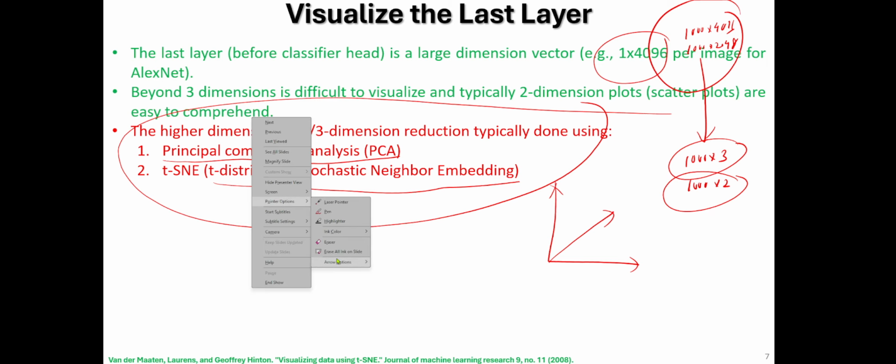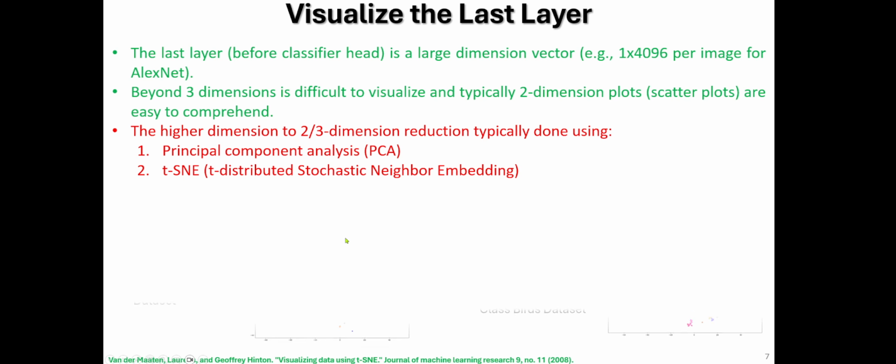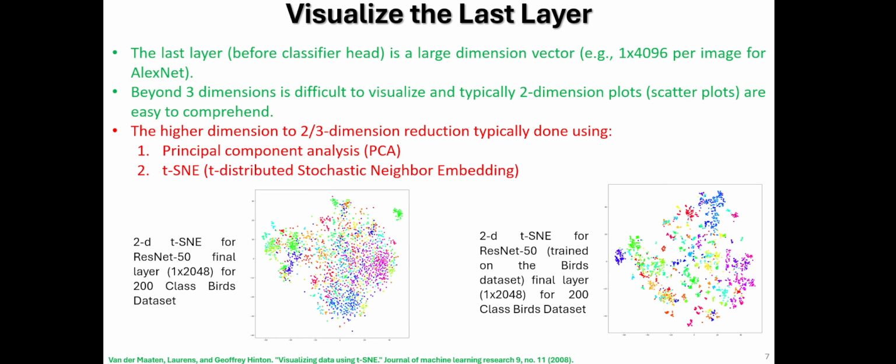So let me remove all the ink here, and let's see the t-SNE representations of two cases. Here I'm using a ResNet 50 model which was trained on the ImageNet dataset, and I directly apply it on the 200 class birds dataset which we employed in the lab. If I have some 1000 images, I'll get something like 2048 features if I'm using a ResNet 50. If I do a t-SNE and get a two-dimension output, you have 1000 cross 2, and if I display it, it looks like this.